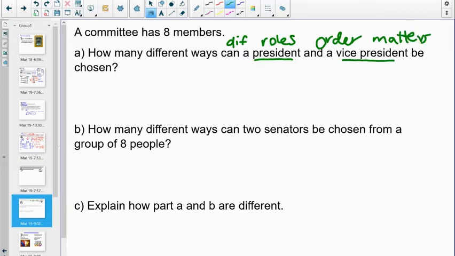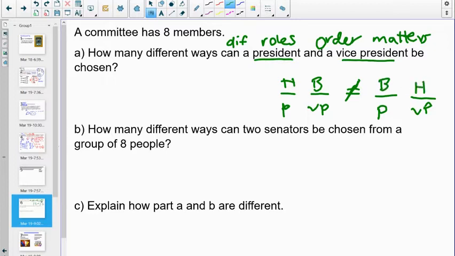And by that I mean, let's say we have 2 slots. Let's say we have a president and a VP. So let's say that Ms. Harrod was president and I, Ms. Brasso, was the vice president. That's not equivalent. That's different than if Ms. Brasso was president and Ms. Harrod was the vice president. That's what I mean by order matters. If it didn't matter, they would be equal. And we'll go into the next example for that.